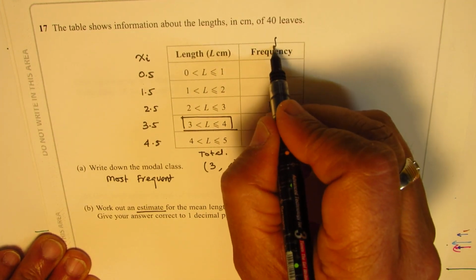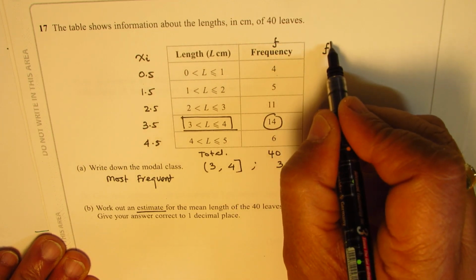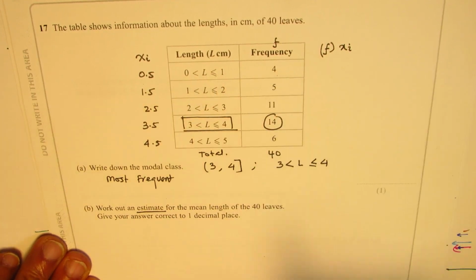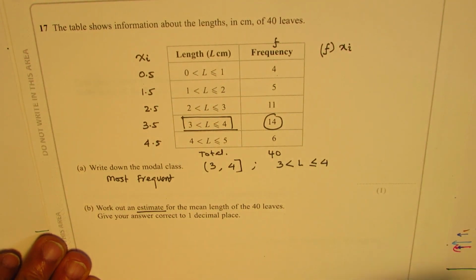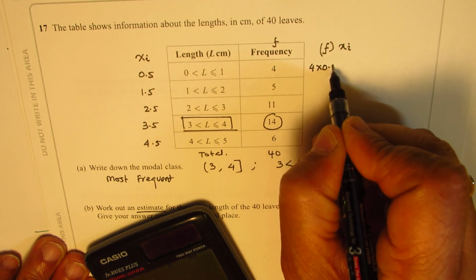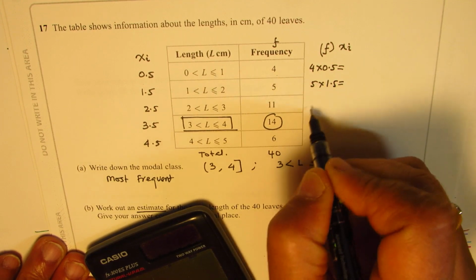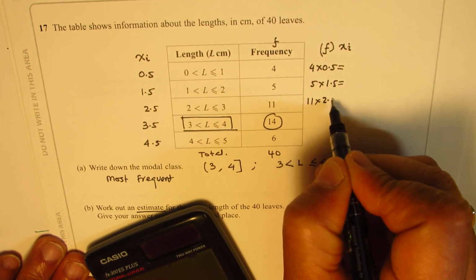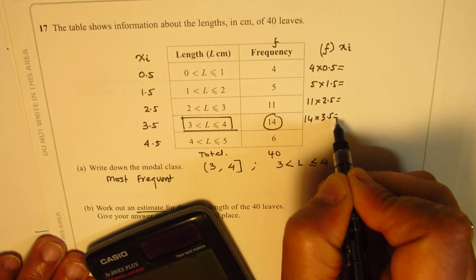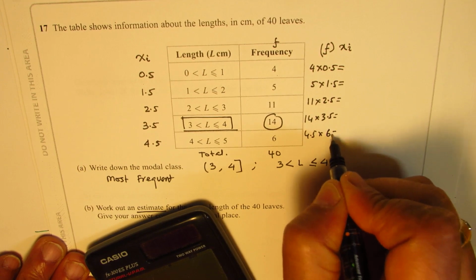So now, let's say this is the frequency. We'll make a column multiplying this frequency with the center value. Let's use the calculator. We get 4 times 0.5. Here we'll get 5 times 1.5. And then we'll do 11 times 2.5. And then we'll do 14 times 3.5. And then we'll do 4.5 times 6.